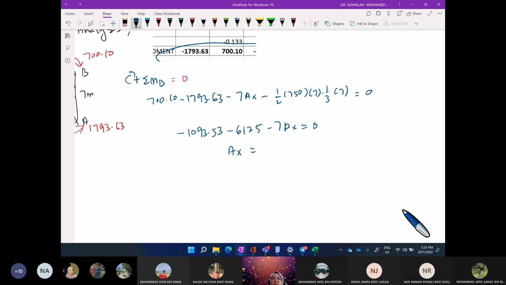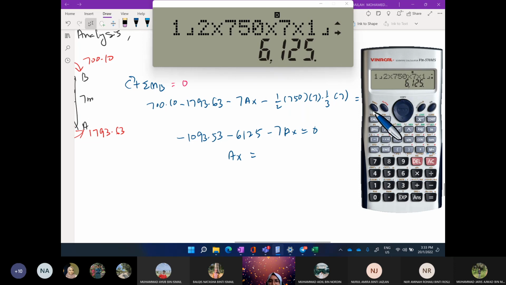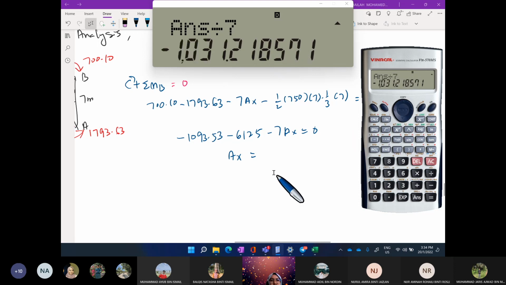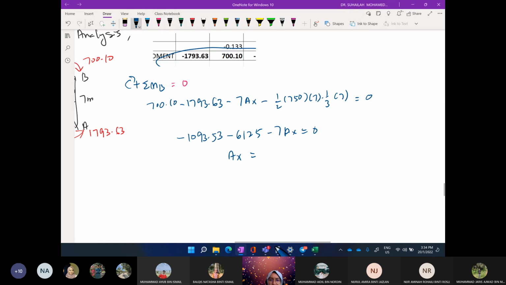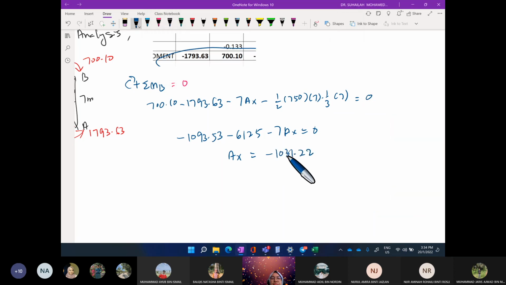So we get AX is equal to negative 1093.53 minus 6125, and we divide by 7. So we get AX is equal to negative 1031.22 kilonewton. This is for AX.